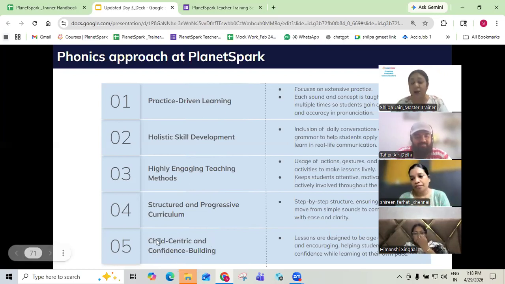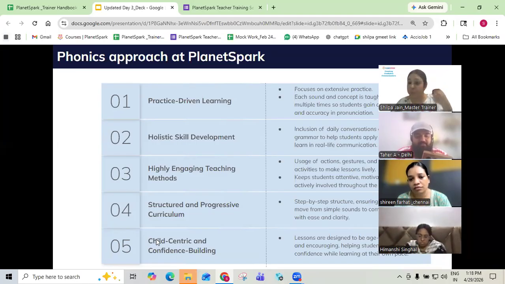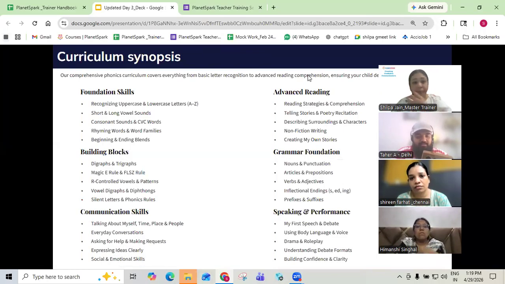Very important. Here, we are not concerned about the outcome. Okay? We are more concerned about the progress. If the child has made even a simple progress, then we appreciate the child, motivate the child, and that is why we call it a child-centric and confidence-building program.